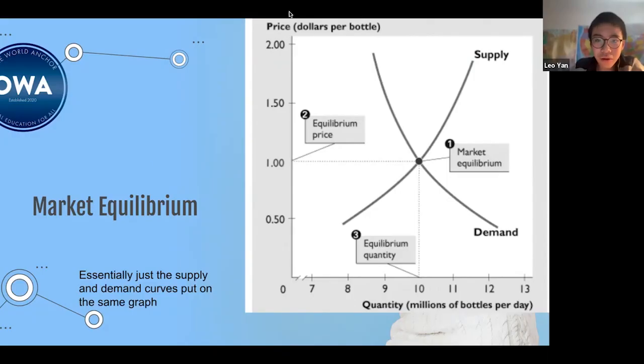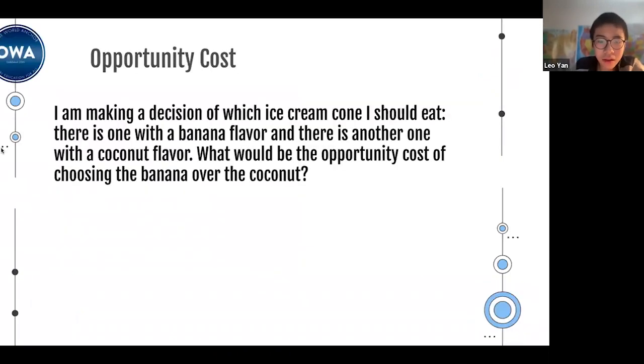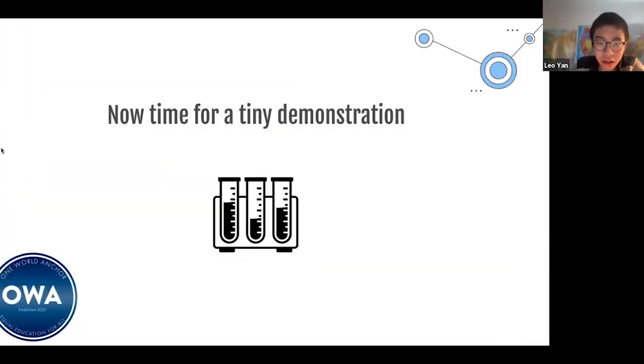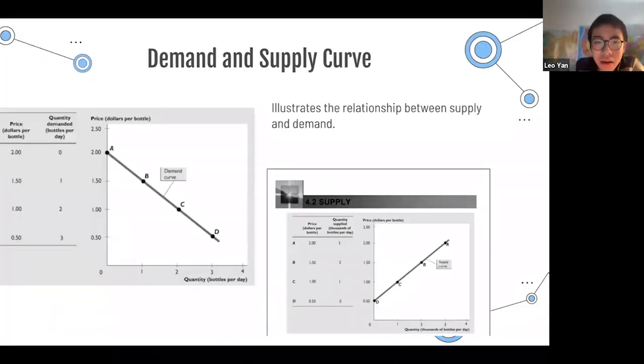The first concept that we should get started with is market equilibrium. So what exactly is the market equilibrium? I will first do a quick review of what we went over last time.